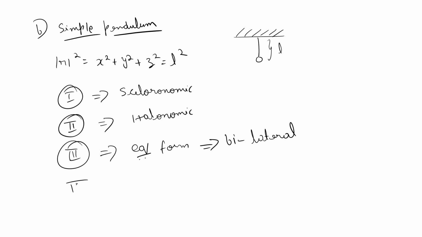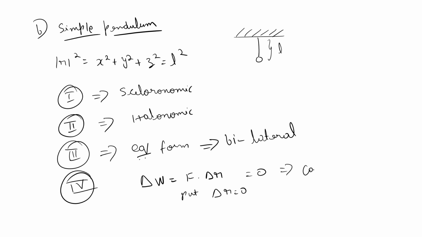And the fourth one, work done. What will be the change in work done? If I say force times displacement delta r, if there is no change in position, if it is at rest, then the change in work done will be 0. So it can be conservative. So it is conservative, bilateral, holonomic and scleronomic.